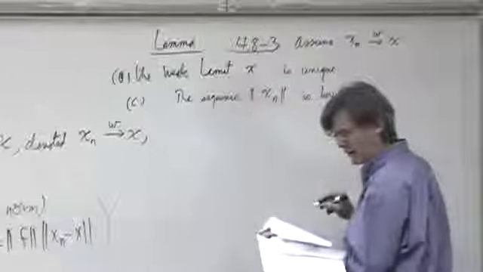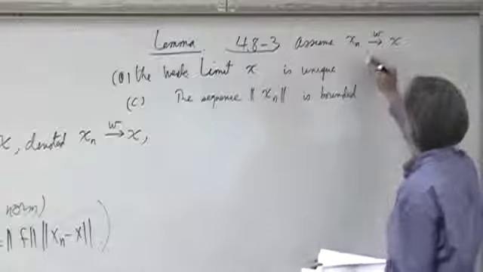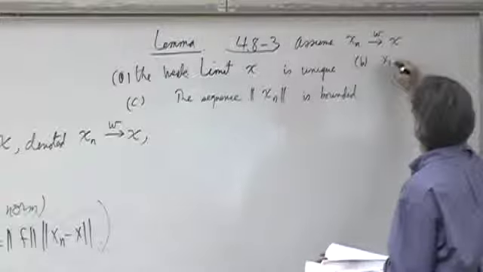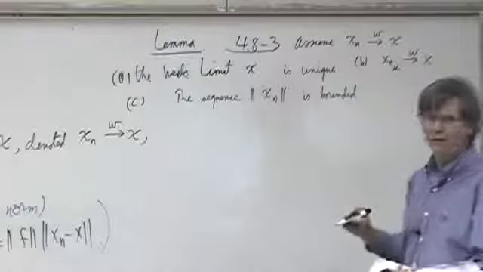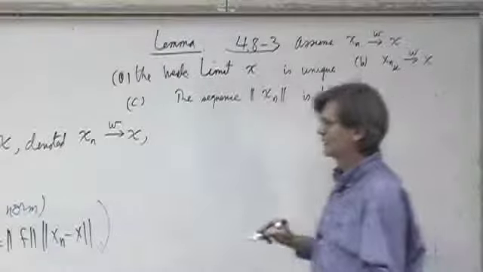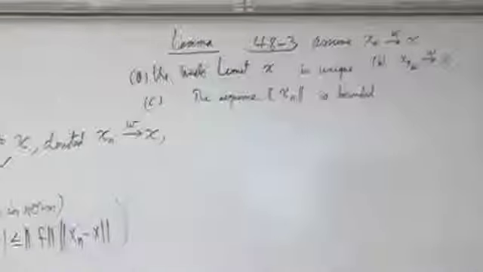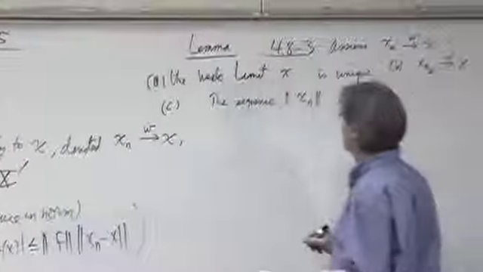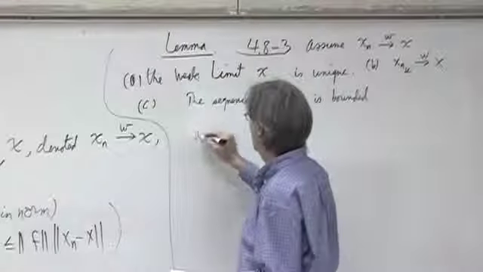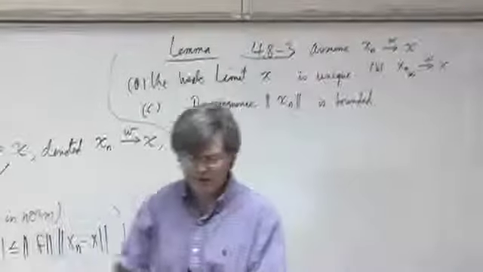And I guess B is each subsequence converges weakly to x, but that's trivial. x_{n_k} goes weakly to x. All right, that's trivial, because obviously if f(x_n) goes to f(x), then f(x_{n_k}) goes to f(x) by convergence of subsequences in the complex numbers. Okay. The sequence is bounded. Okay, how do you get these results? Let's try A. Okay. How would you get that?